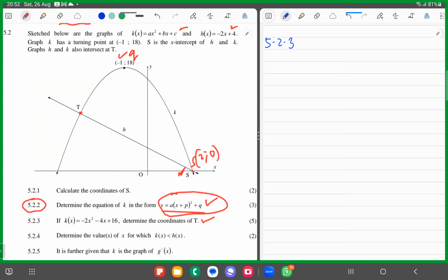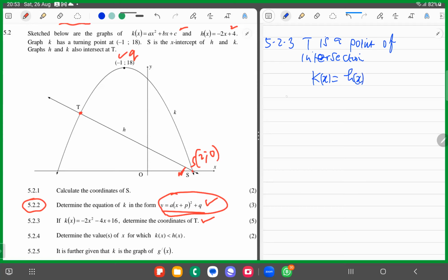Right, to find the coordinates of t, it's easy. What is T? T is the point of intersection. So we are finding the coordinates of the point of intersection. Right, so if T is a point of intersection, what does it mean? It means the two functions are equal to each other. So it means that K of X is equal to H of X.